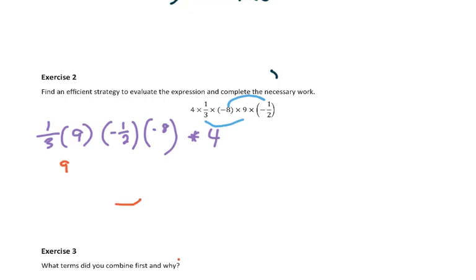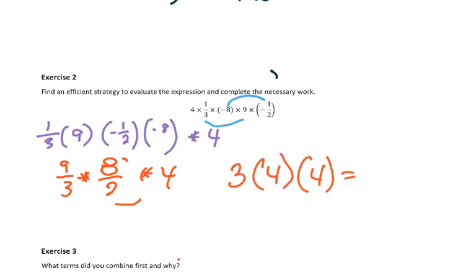1/3 times 9 would be 9/3, and then we have 8/2 times 4. So that'd be 3 times 4 times 4. 3 times 4 is 12. 12 times 4 is 48.